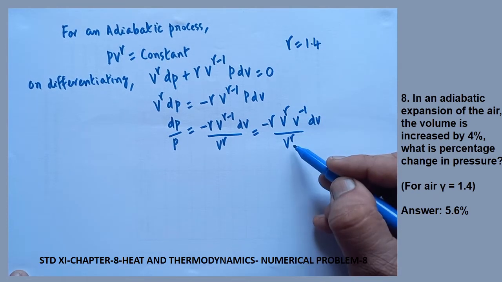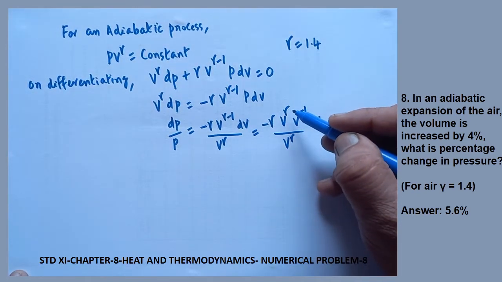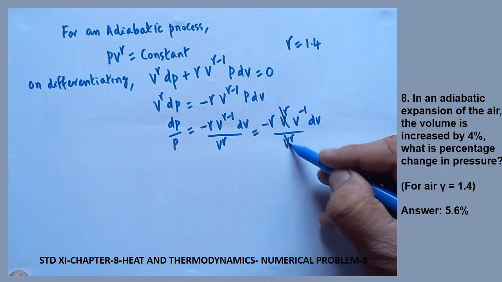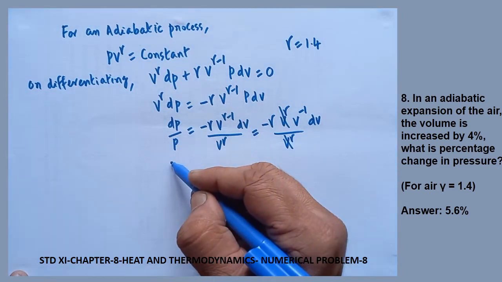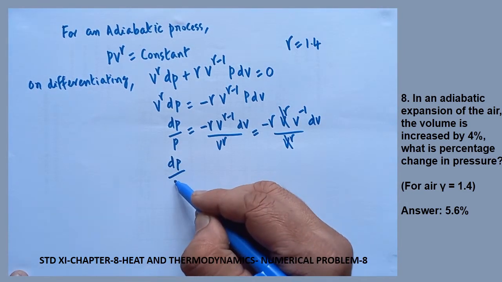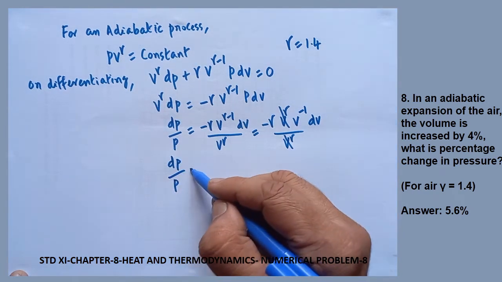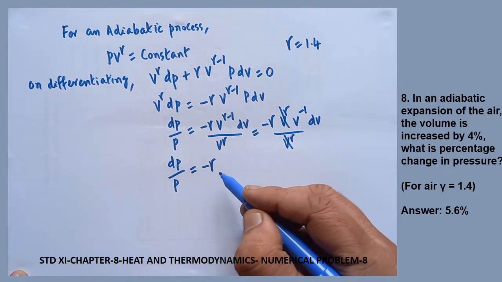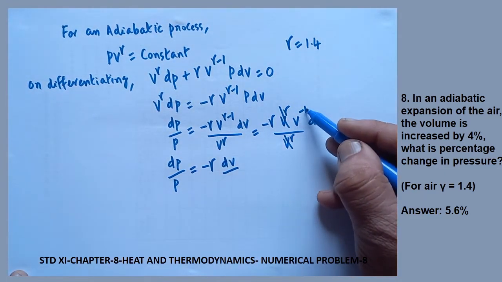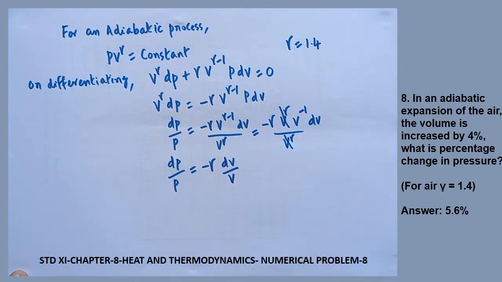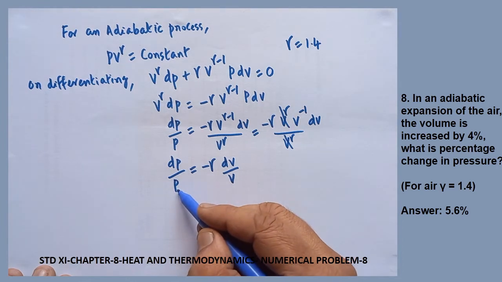Here both V gamma can be cancelled, and this V power of minus 1 can be brought down. So, what is the next formula? dP by P is equal to minus gamma dV divided by V, since V power of minus 1 can be written down in the denominator. Now, we have got a new formula. You are asked to calculate the percentage change in the pressure. So, dP by P is to be calculated.